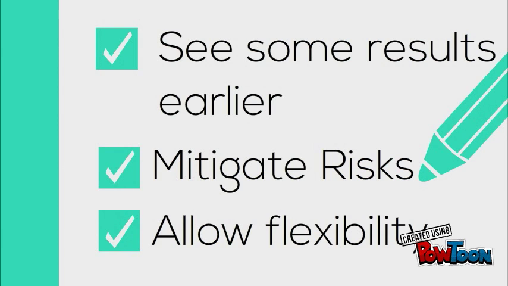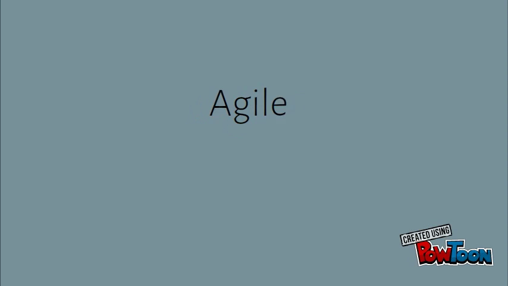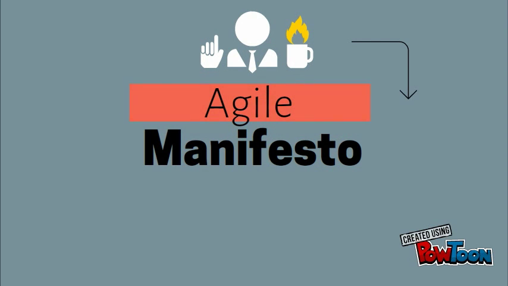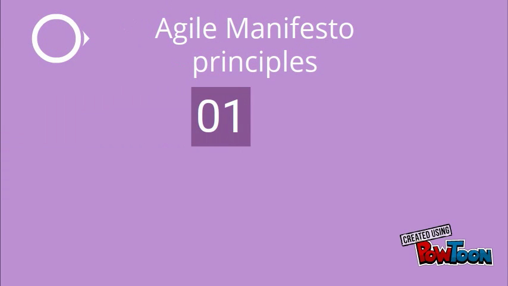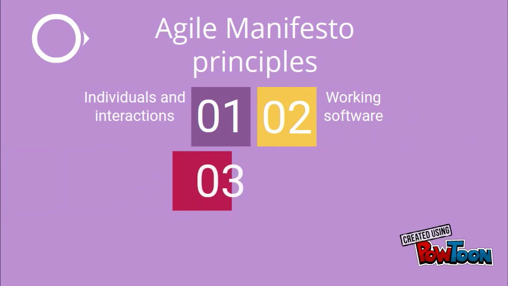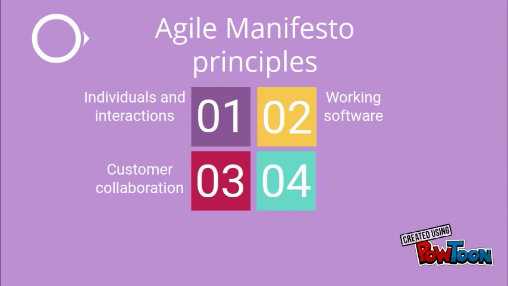Now, in the Agile methodology, it's basically a bunch of Agile methods which have come together to be called the Agile Manifesto Principles. These are, namely, individuals and interactions, working software, customer collaboration, and responding to change. Now, this is basically what brings Agile together and calls itself Agile.